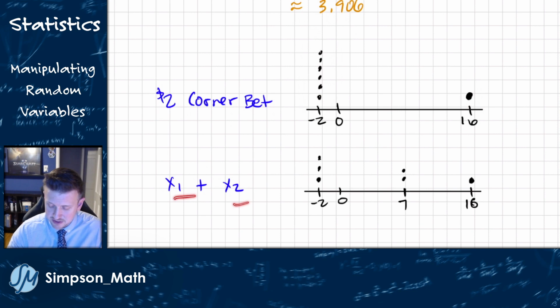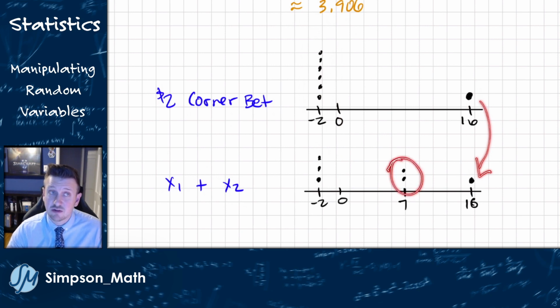Versus x1 plus x2, again, there's some ways to get 16. There's some ways to get -2. There's more ways to get the -2 than the 16. But there's also a good bit of ways to make 7. This pile is actually a little bit smaller. This pile is also a little bit smaller, and this thing that was nothing has now grown.